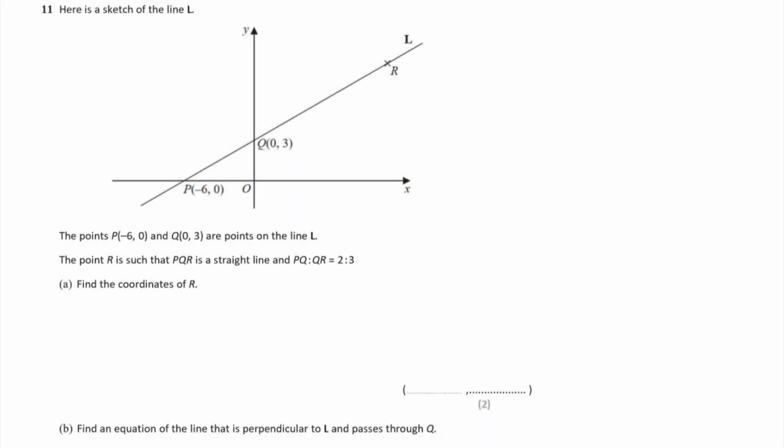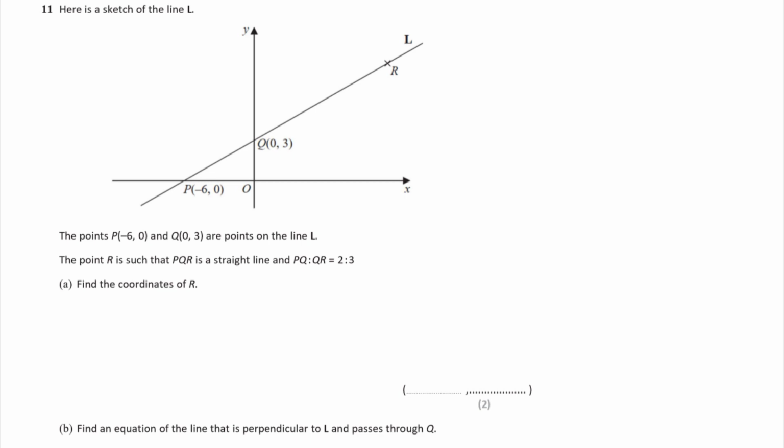Question 11. Here is a sketch of the line L. The point P at -6, 0 and Q at 0, 3 are points on the line L, and you can see they've been marked on the diagram. The point R is such that PQR is a straight line. So in other words, R is further along the line L.